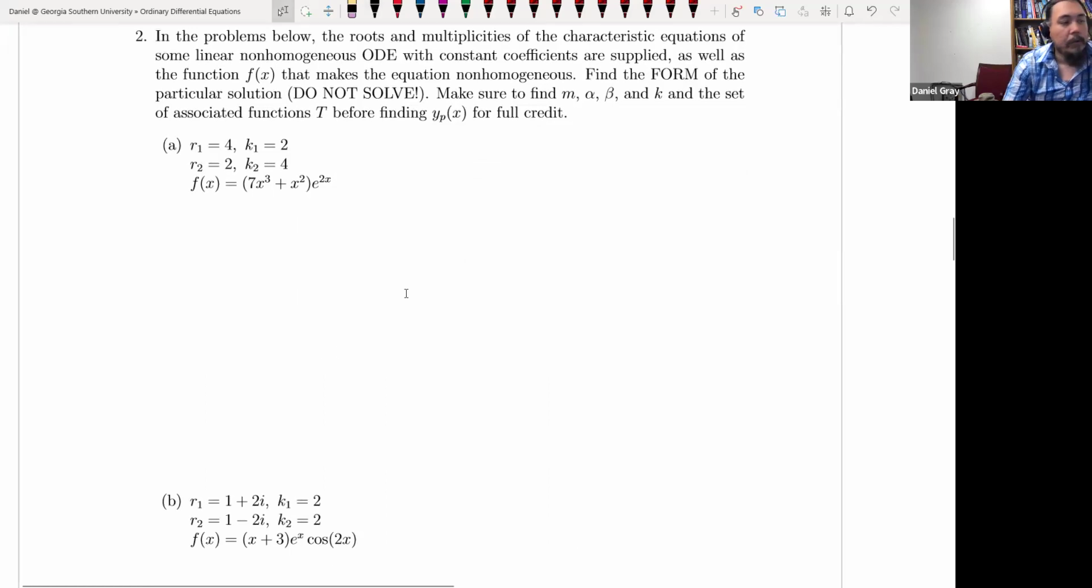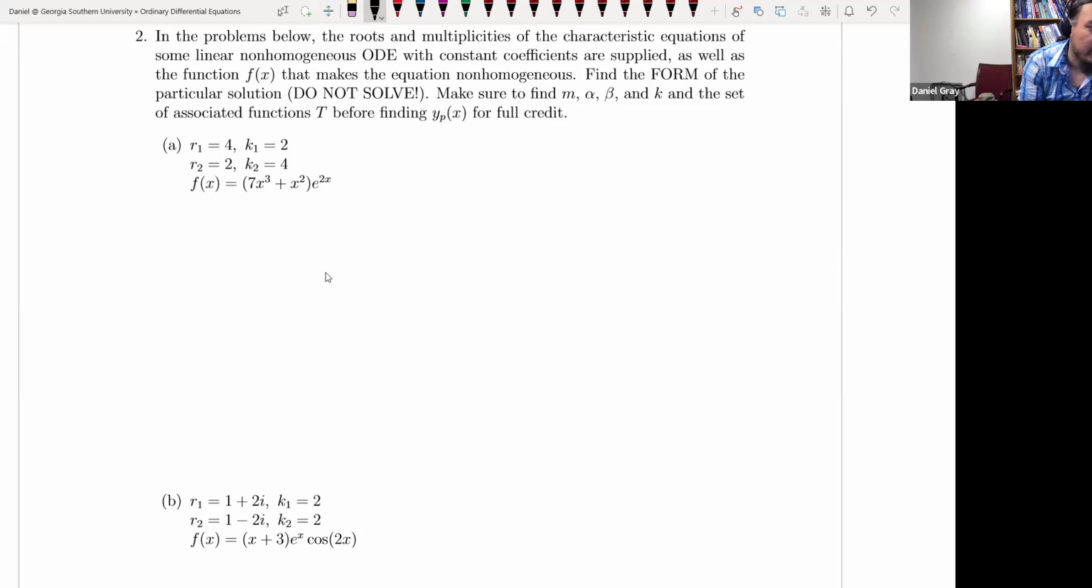Now we go on to problem 2, where we're doing the method of undetermined coefficients, basically. We're using that theorem to find the form of the particular solution. We're not actually trying to solve for the constants, but we have to find the form of the particular solution. Okay, so here's how we're going to show our work for this one.